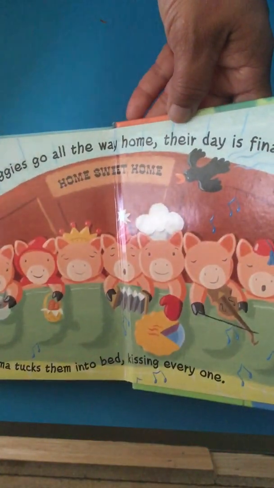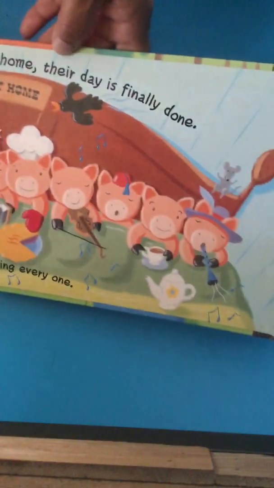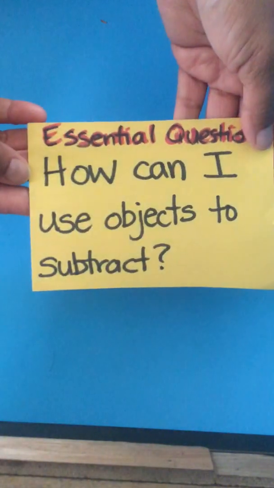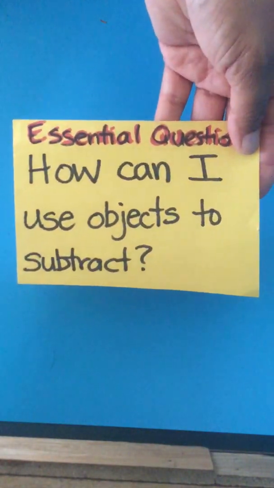10 little piggies go all the way home. Their day is finally done. Mama tucks them into bed, kissing everyone. The end. Boys and girls, thank you for listening. So that story was about what? Subtraction. So don't forget our essential question. How can I use objects to subtract?